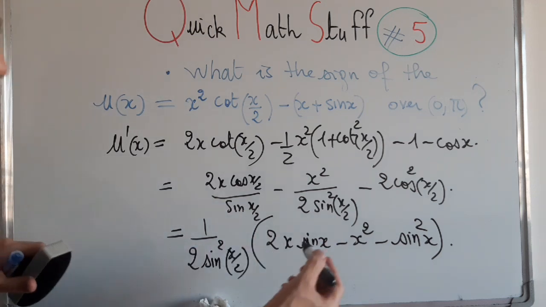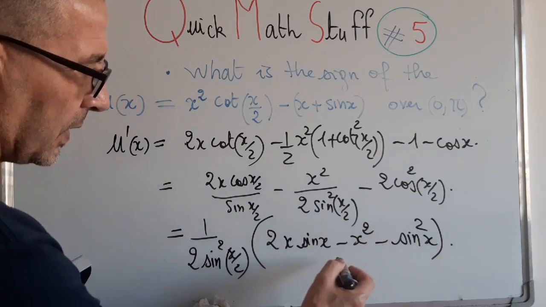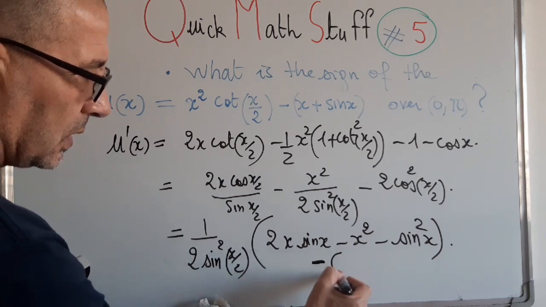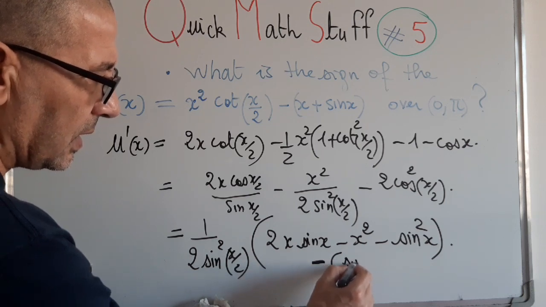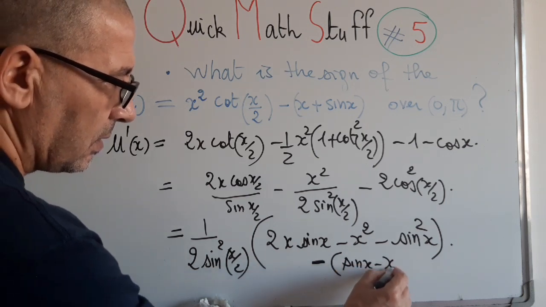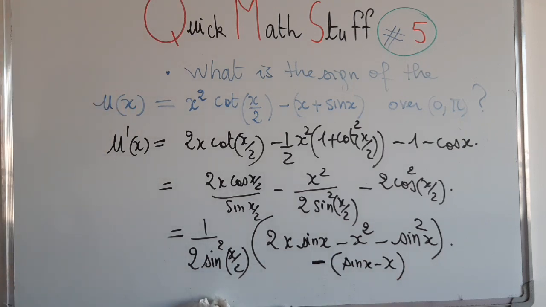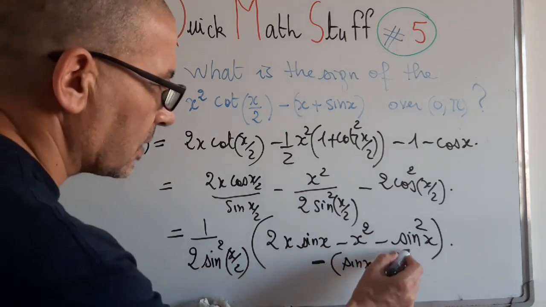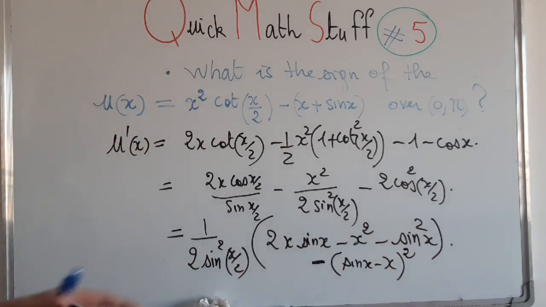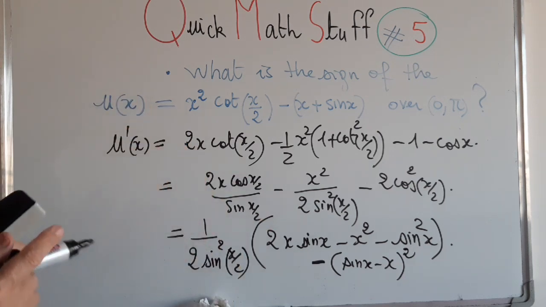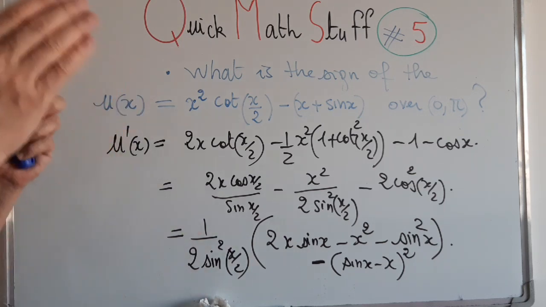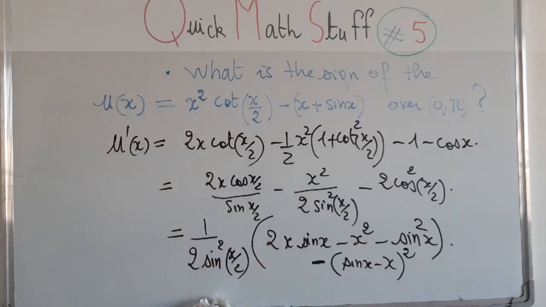And now you see that this expression is negative, because this is minus (sine x minus x) all squared. You see here it has a definite sign. In conclusion, this derivative is negative. And so, this proves that our function phi is decreasing.